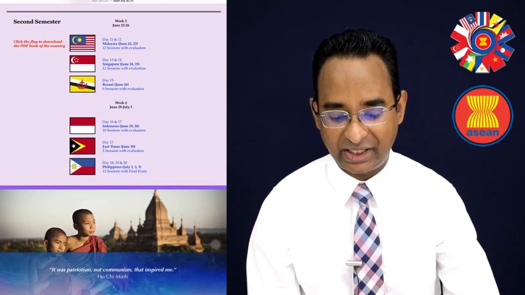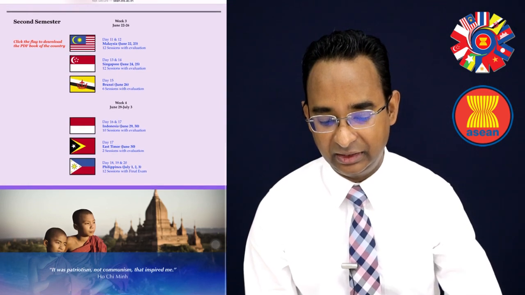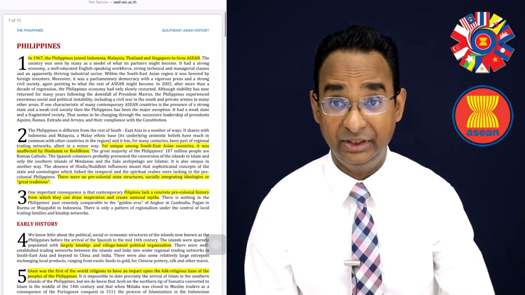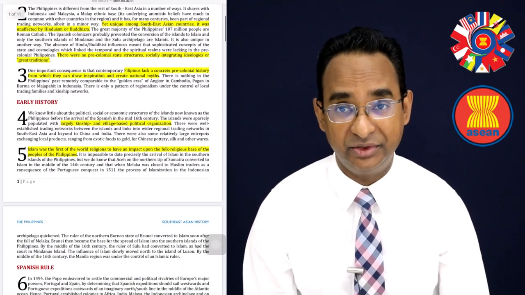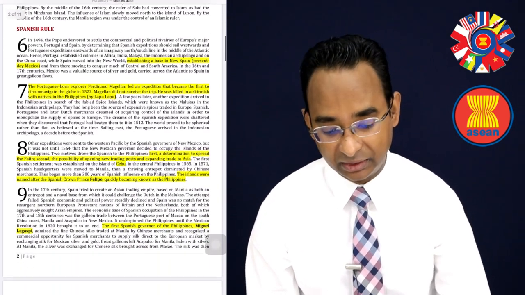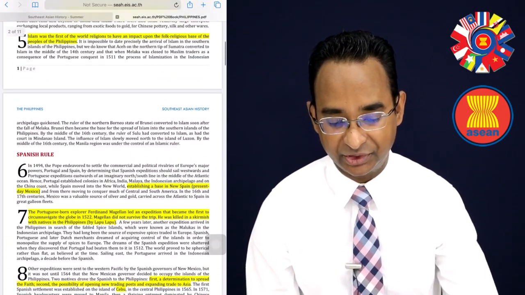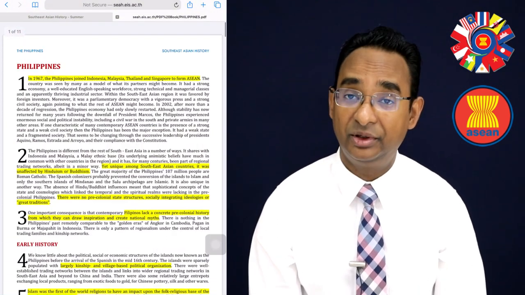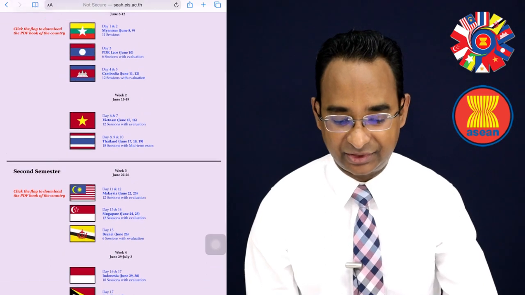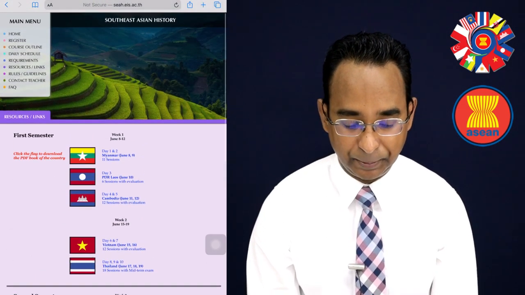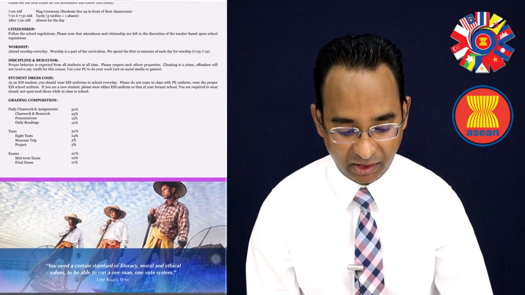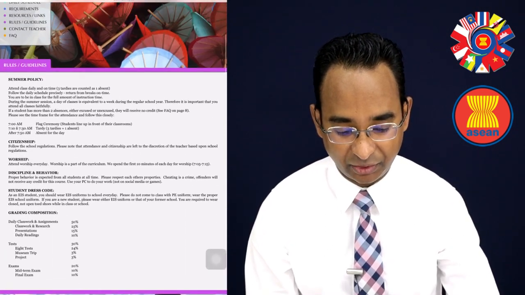Please make sure to tap each of the flags to open up the ebook, the PDF book, and you'll notice that they are highlighted with yellow color, so you know where to focus on when you need to study for the test. So that is basically the website that I've created. Of course, there are the rules and the guidelines, and there is the contact teacher.